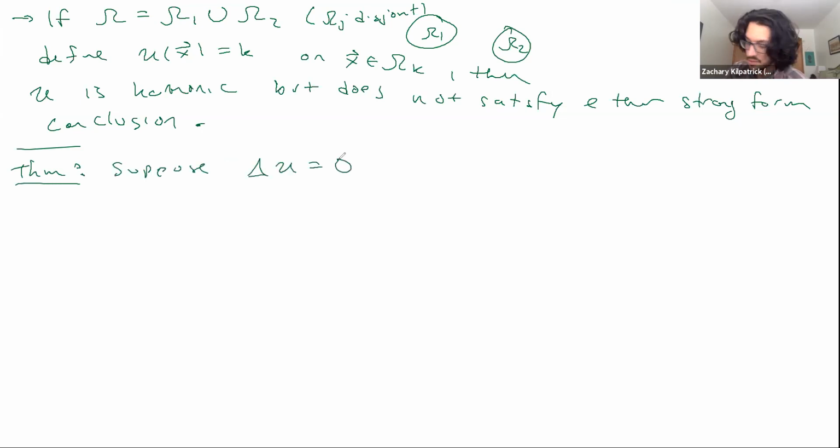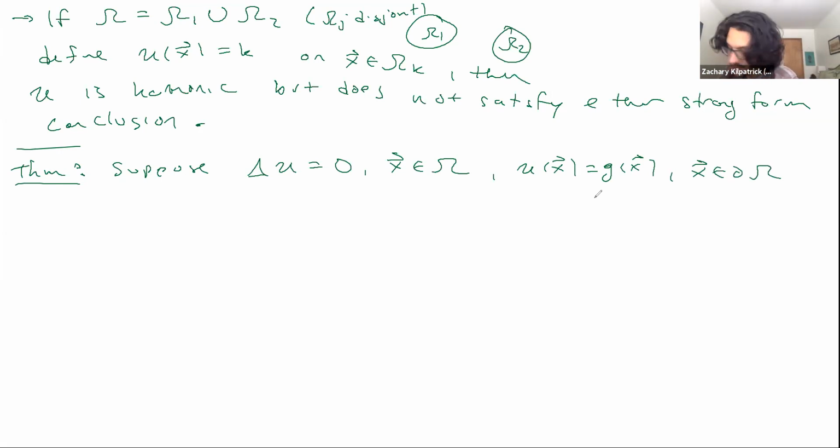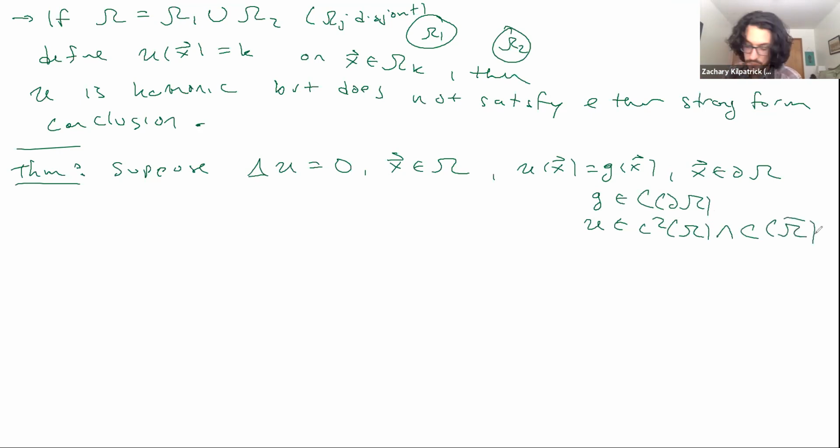So again, let's suppose that we have a harmonic function on some omega, and that U is equal to g of x on the boundary, right? So we have a nice boundary value problem for Laplace's equation. Let's say that G is continuous, okay? And we have that U satisfies the properties that we wrote down for the maximum principle, okay?